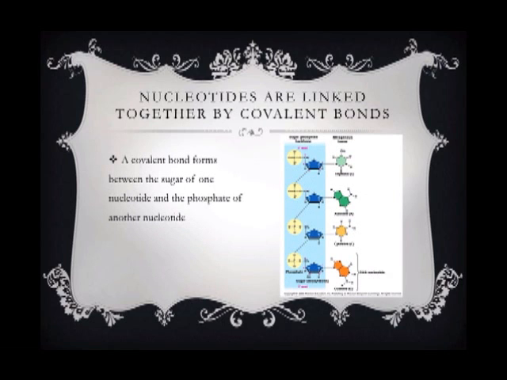Nucleotides are linked together by covalent bonds. A covalent bond forms between the sugar of one nucleotide and the phosphate of another nucleotide, as you can see in the picture, and I'll give you a second to look at it.